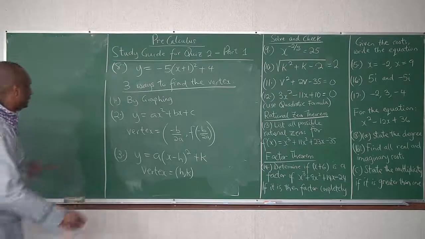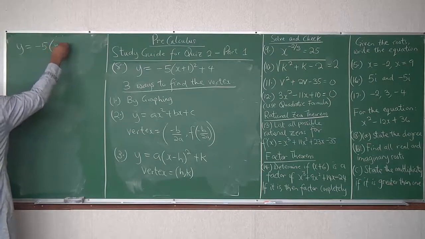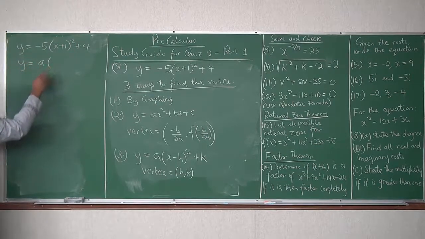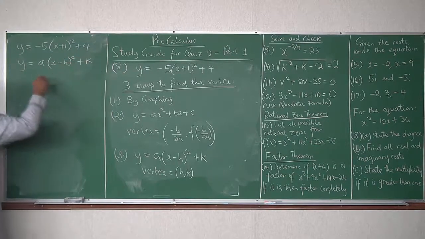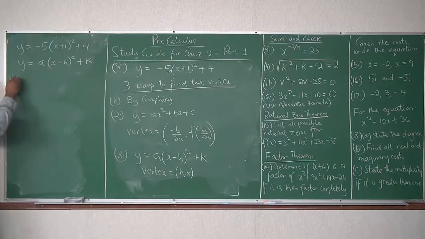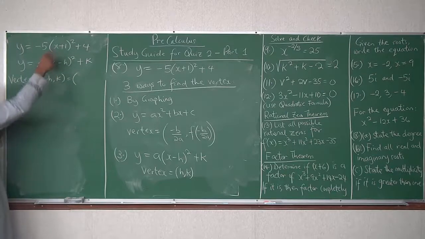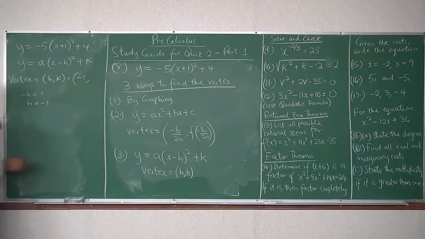By visual comparison, if you compare this, negative 5 times x plus 1 all squared plus 4, with x minus h all squared plus k, your vertex is (h, k). You will notice that negative h is 1, so h is negative 1. And then k is 4. This is your vertex.